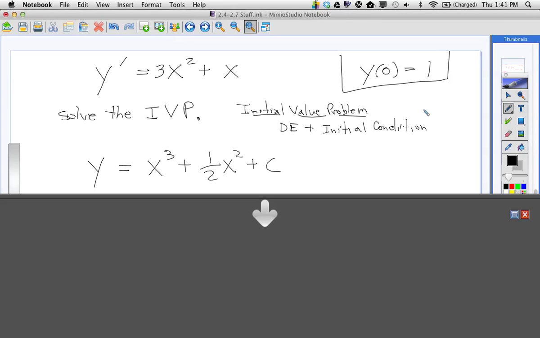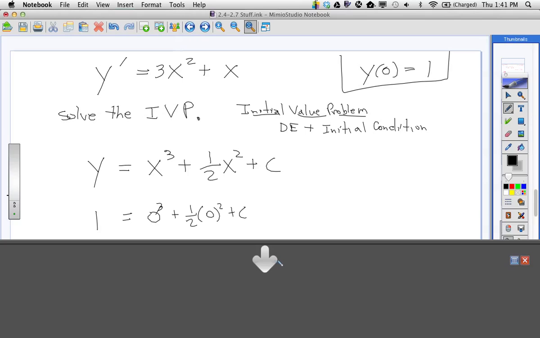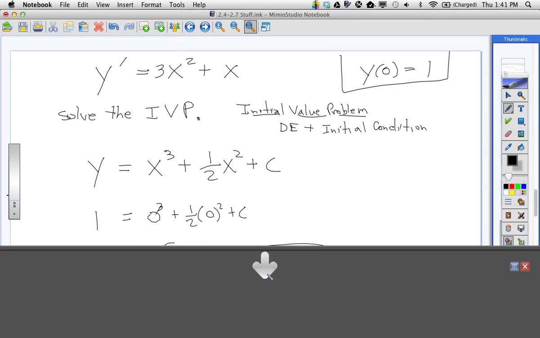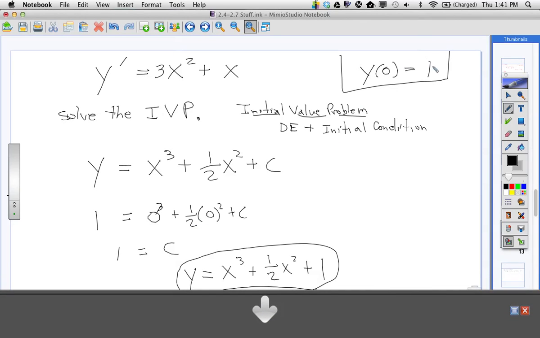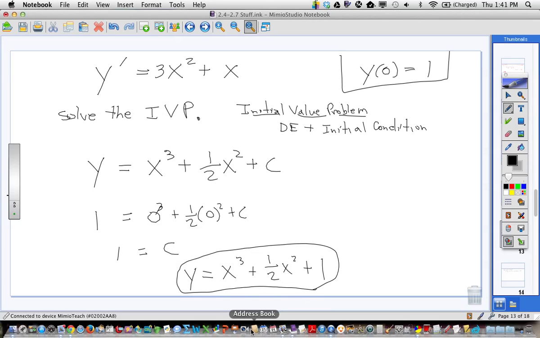1, right? The output. So you put a 0 in for x, you put a 1 in for y, and of course this is a pretty easy one. You just get C is 1. It's not always going to be that way that C is 1. It just happened to work out when we put in 0, everything else dropped out. C becomes 1, and so your actual solution then is that.